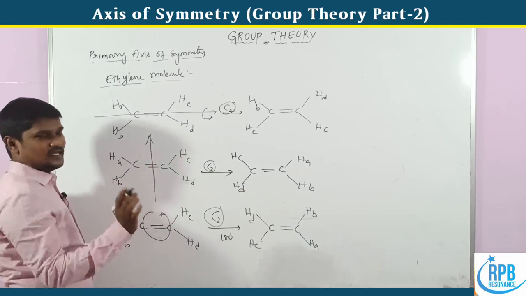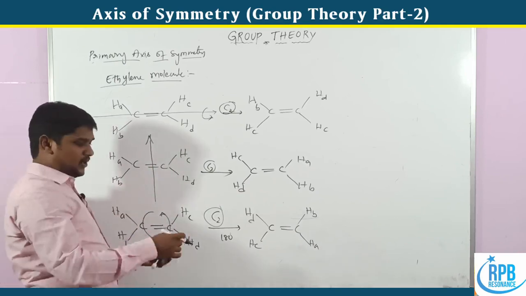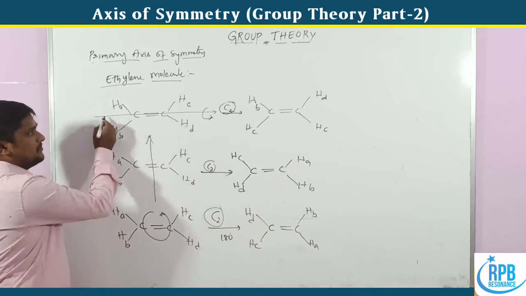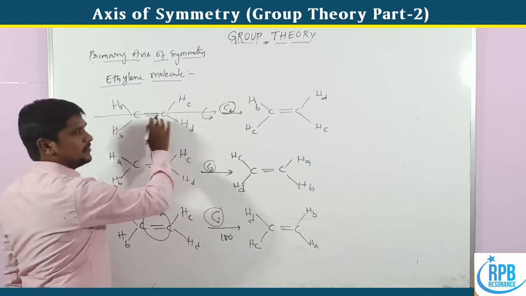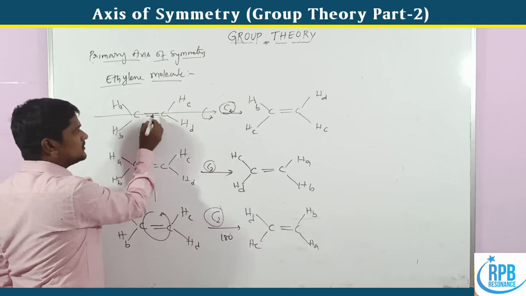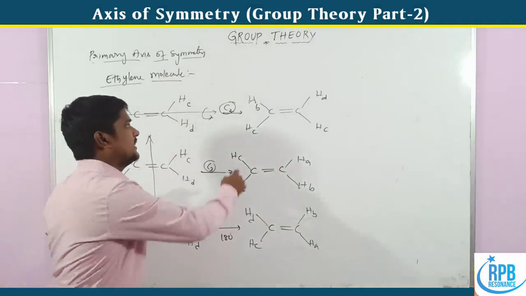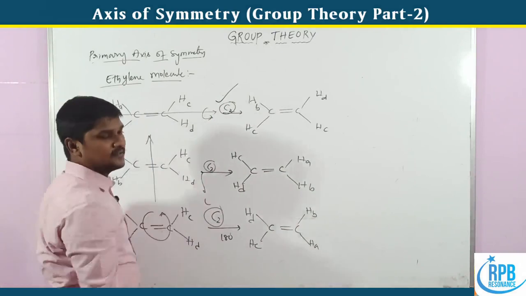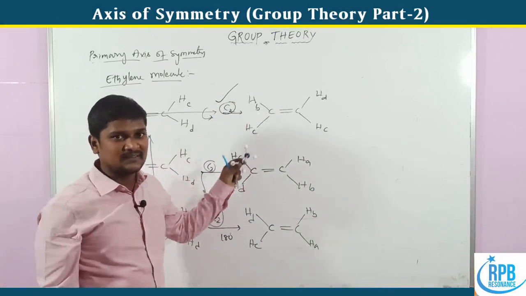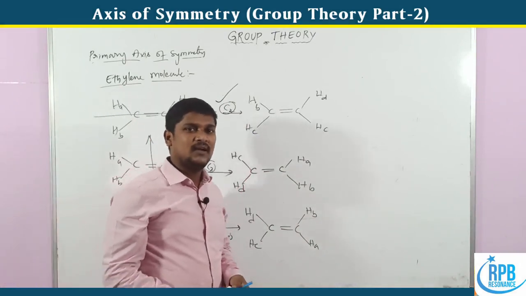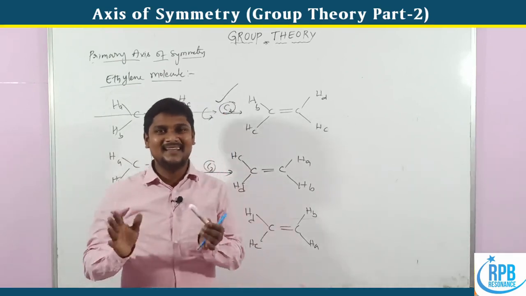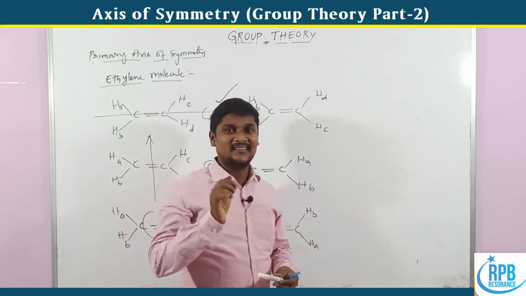Here no atom is touching. In the molecular rotation here, also a lesser number of atoms are touching. But the topmost C2 passes through two carbon atoms. That's why it is the principal axis of symmetry, and the remaining two are subsidiary axes of symmetry. I hope this information regarding the axis of symmetry is very clear.